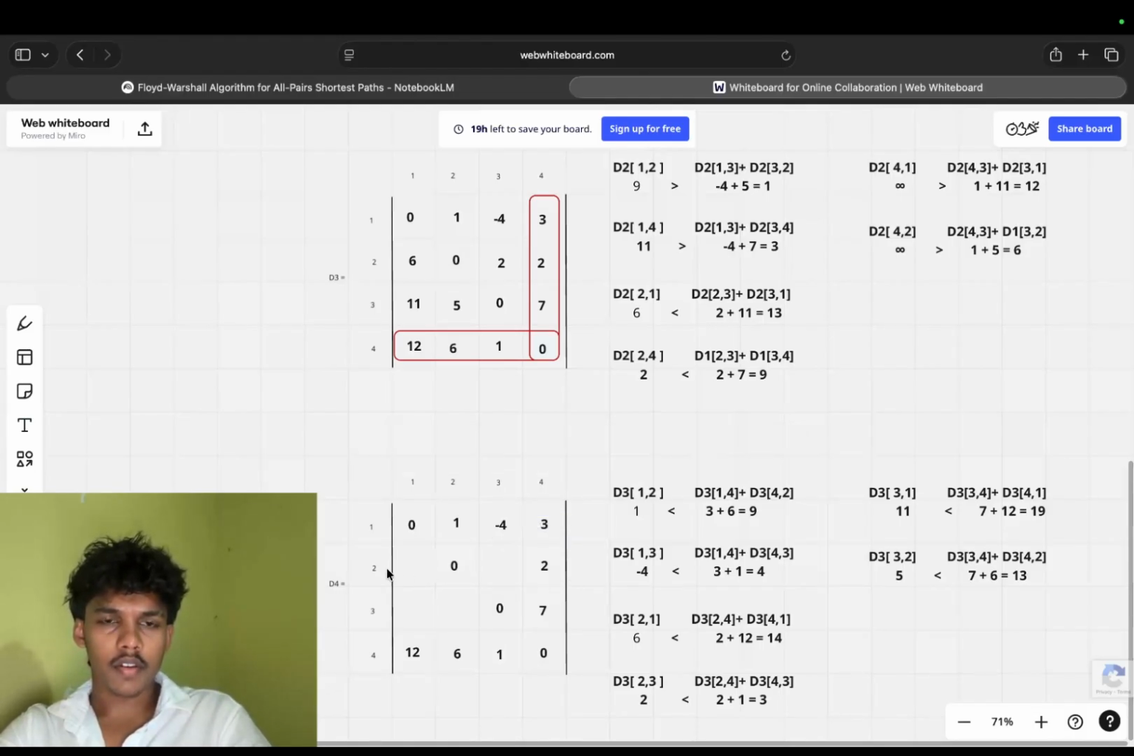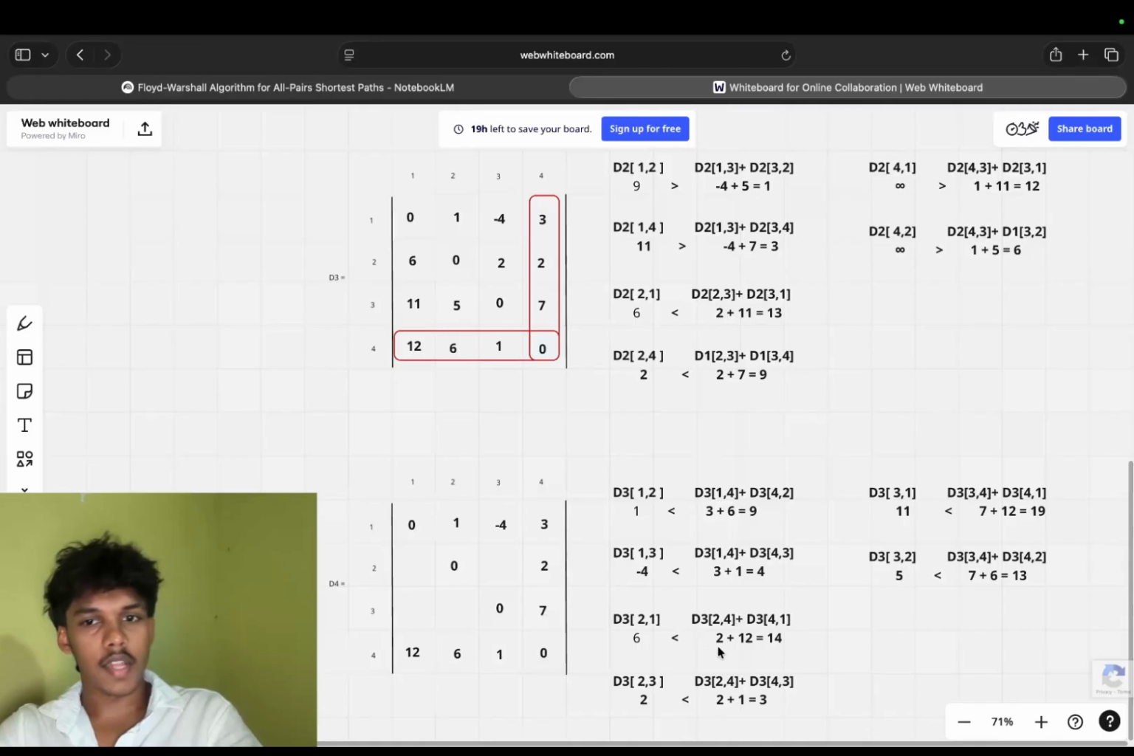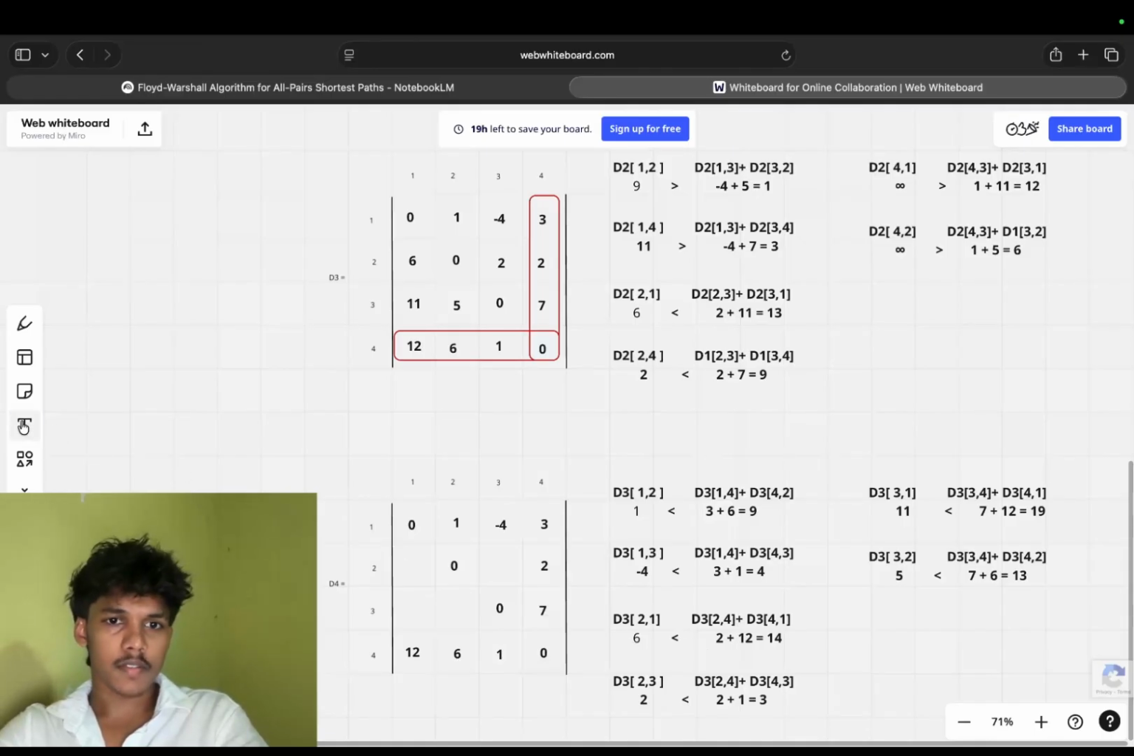Now we have to find 2 to 1. 2 to 1 we have 6. Our middle element path will be 2 to 4, then 4 to 1. 2 to 4 is 2. 4 to 1 is 12, so the answer will be 14. So 6 is less than 14, so we will add 6.